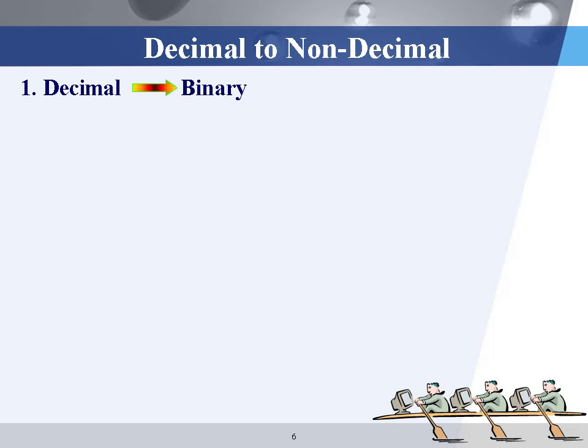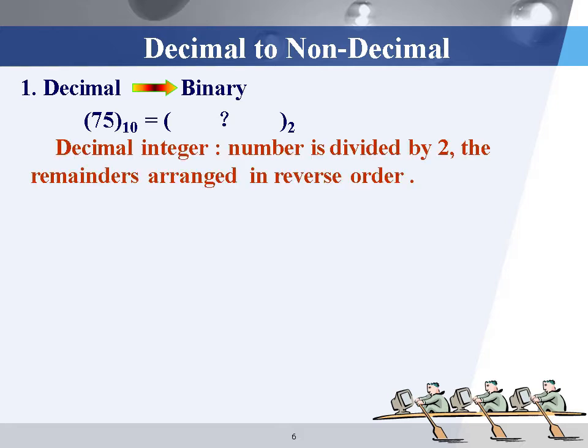Now let's look at how to convert from decimal to non-decimal. This will be a little bit complicated. Let's look at decimal to binary first. Suppose we have this decimal number, and what will be the binary representation of this number? If the decimal number is an integer, we're going to use this way. The number is divided by 2, and the remainders are arranged in reverse order.